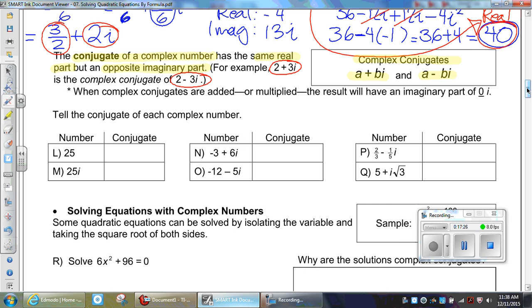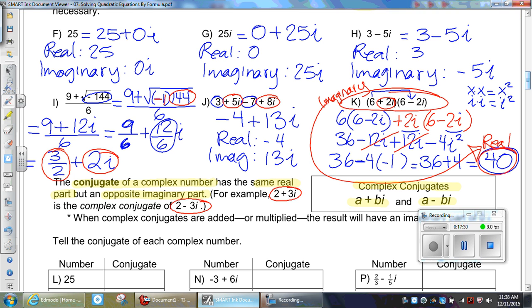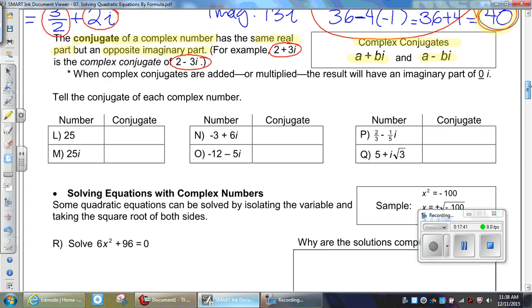If you notice, the two that I just multiplied were complex conjugates, right? Right here, 6 plus 2i, 6 minus 2i. And that is why I obtain a real result. When complex conjugates are added or multiplied, the result will have a 0i as the imaginary part.